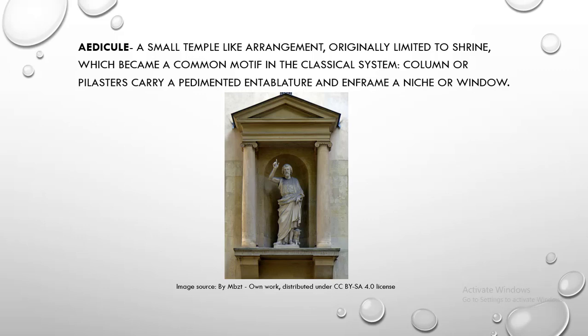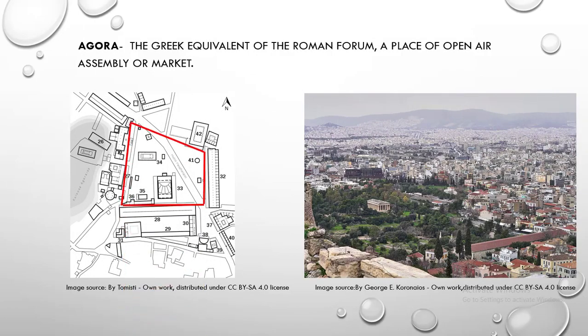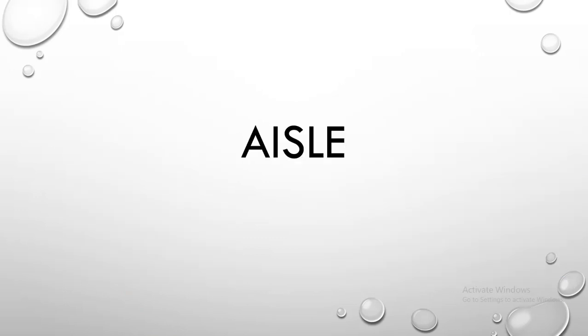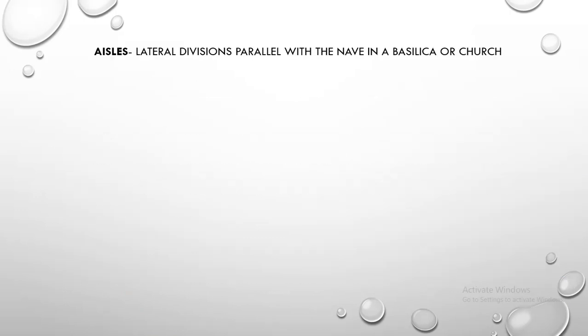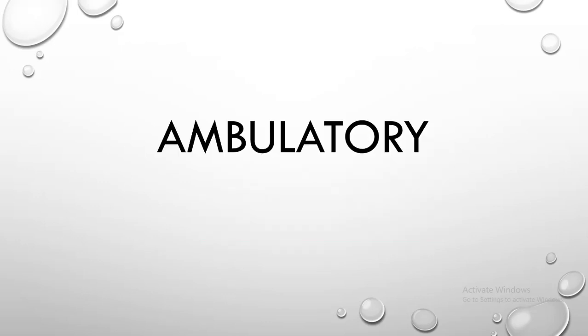Columns or pilasters carry a pediment or entablature and frame a niche or window. Agora. Agora is the Greek equivalent of the Roman forum, a place of open-air assembly or market. Aisles. Aisles are the lateral divisions parallel with the nave in a basilica or church.